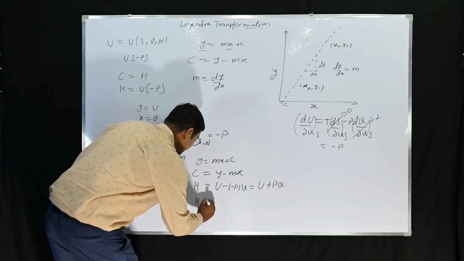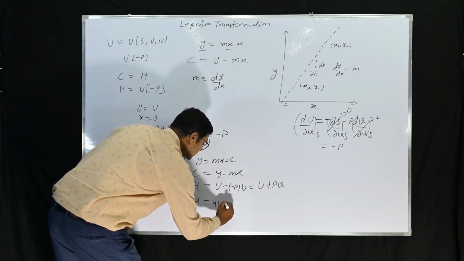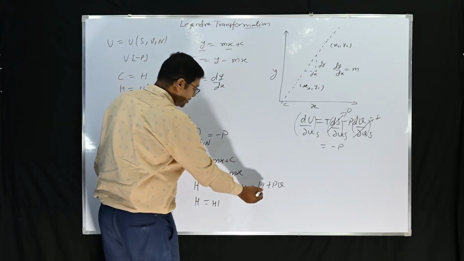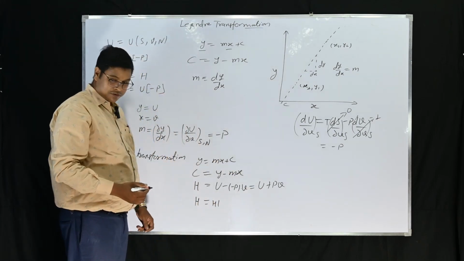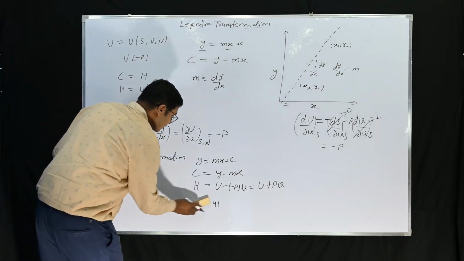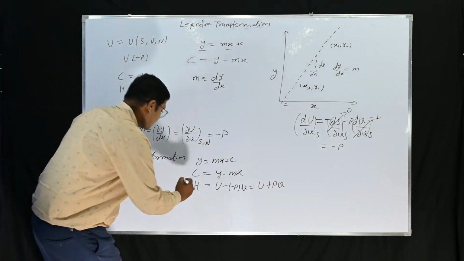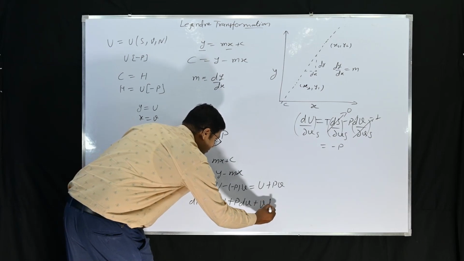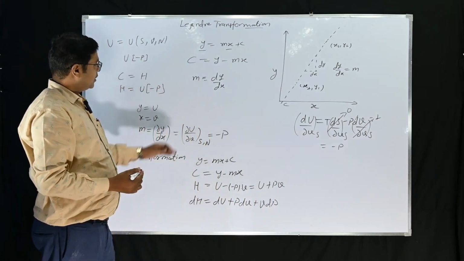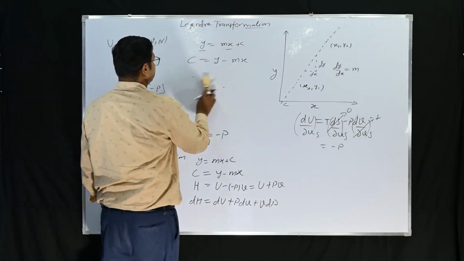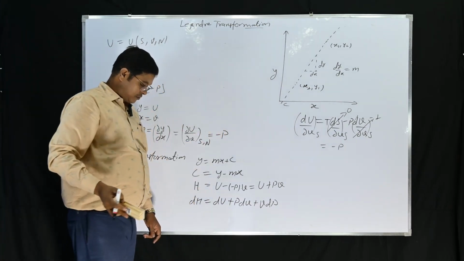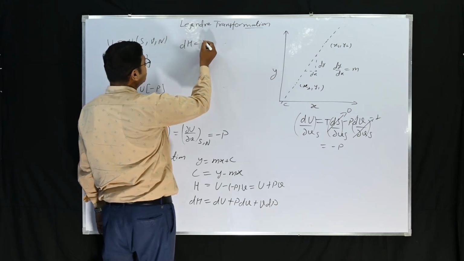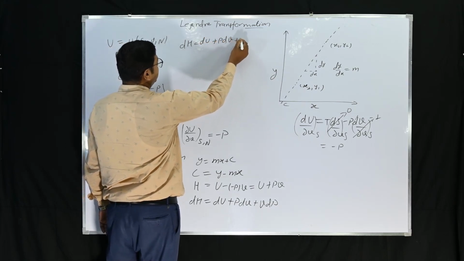So here we can see H is equal to U plus PV. If I differentiate both sides, I can write dH is equal to dU plus PdV plus VdP.